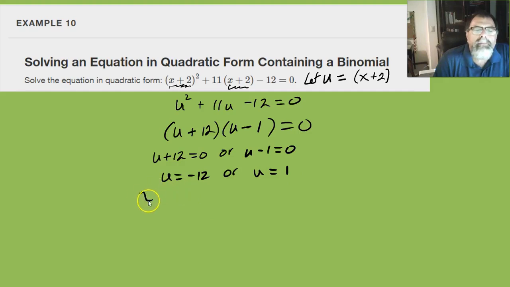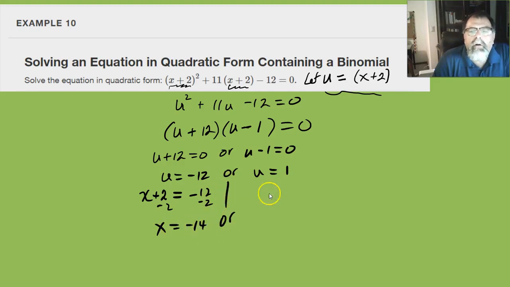And now we've got to substitute back. X plus 2 is u, right? So x plus 2 equals negative 12, subtract 2 more, so x is negative 14. Or x plus 2 equals 1, subtract 2, x equals negative 1. So again, we have 2 solutions.